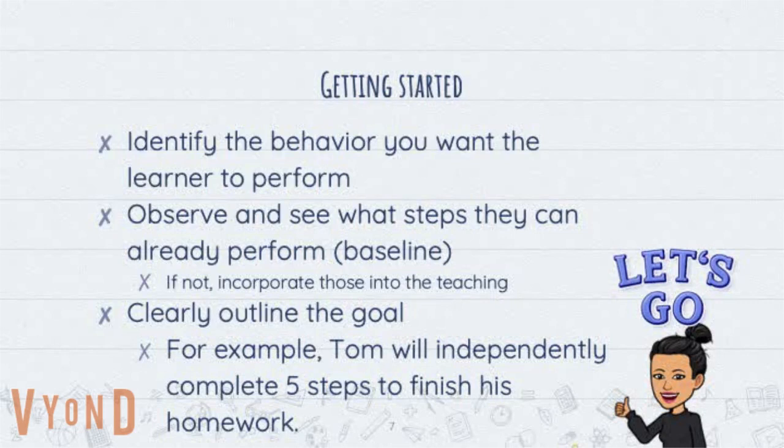Getting started. First, identify the behavior you want them to perform. Then, observe and see what steps they can already do. And it's okay if they don't know some steps, we will teach them. Clearly define the goal. So for example, they will independently complete 5 steps to finish their homework.